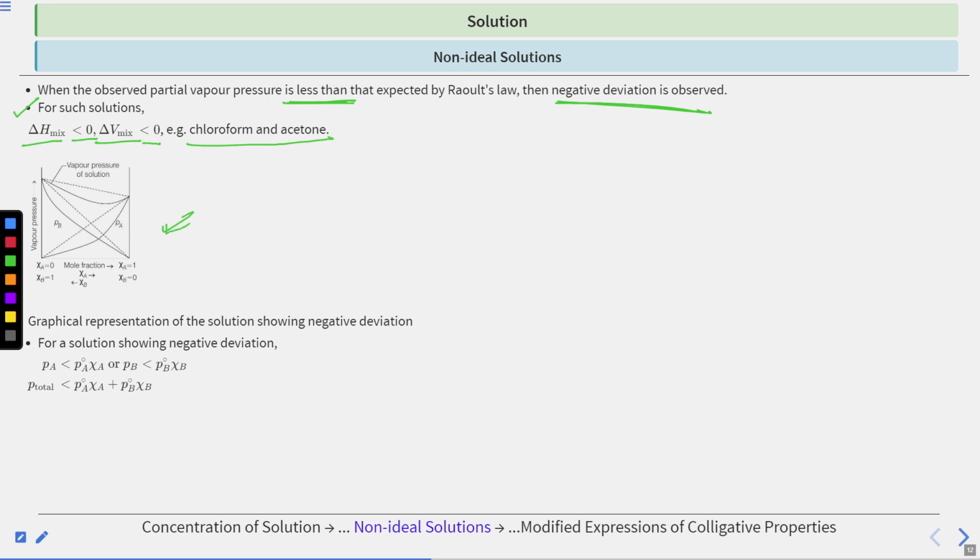And this is a graphical representation of a solution showing negative deviation. For such a solution, the vapor pressure of a component is always less than the product of its mole fraction and the vapor pressure of the pure component. Similarly for any other component present in the solution, and hence the total vapor pressure of the solution will be less than the sum of the products of mole fraction and vapor pressure of the pure components. Okay, so this is all about non-ideal solutions which show negative deviation.